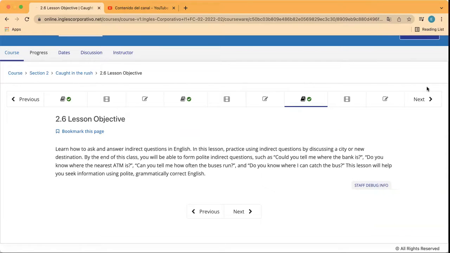Okay, but I watch my screen, my computer. Okay. Learn how to ask and answer indirect questions in English. In this lesson, practice using indirect questions, discussing a new destination. By the end of the class, you will be able to form polite indirect questions, such as: could you tell me where the bank is? Do you know where the nearest ATM is? Can you tell me how often your buses run? And do you know where you can catch the bus? This lesson will help you seek information politely and grammatically correctly in English.